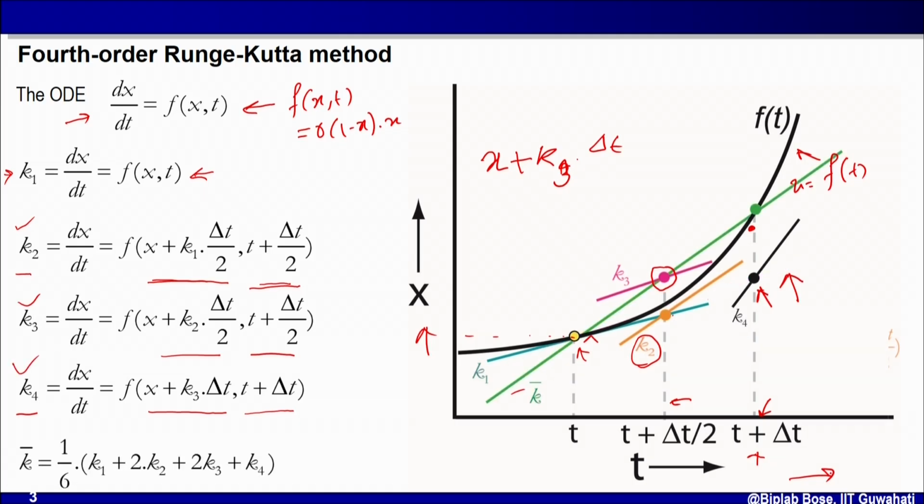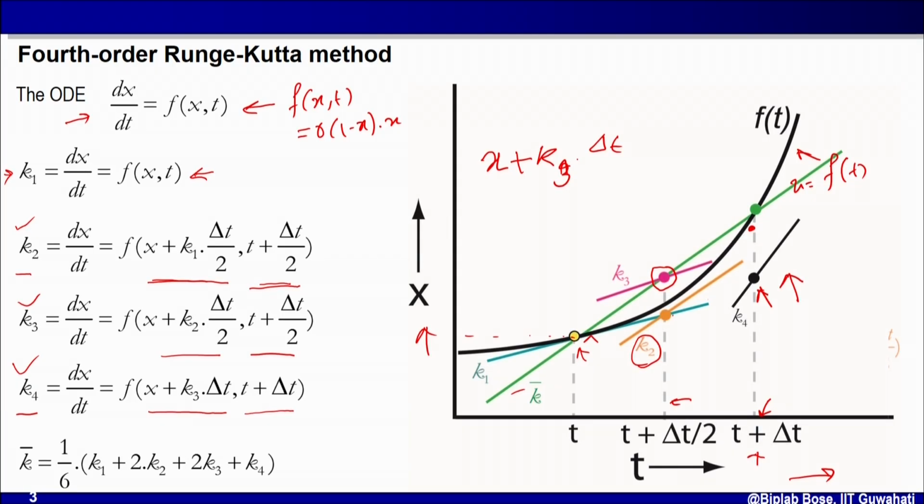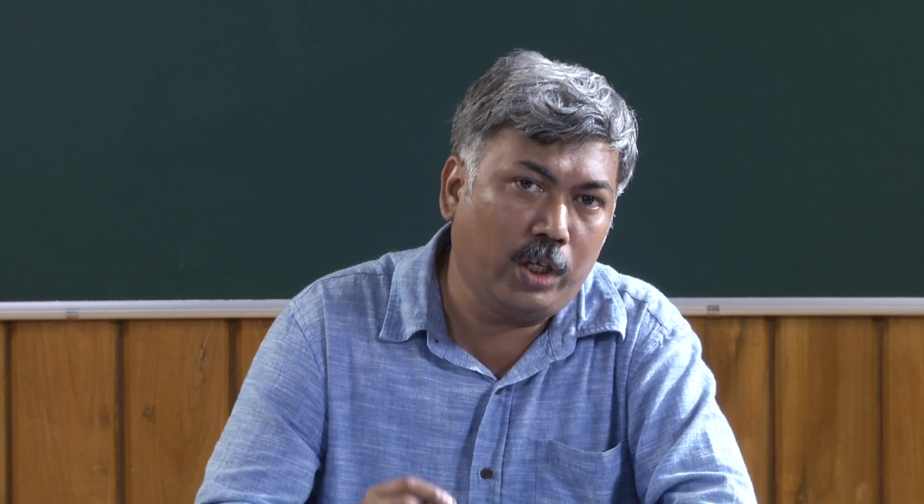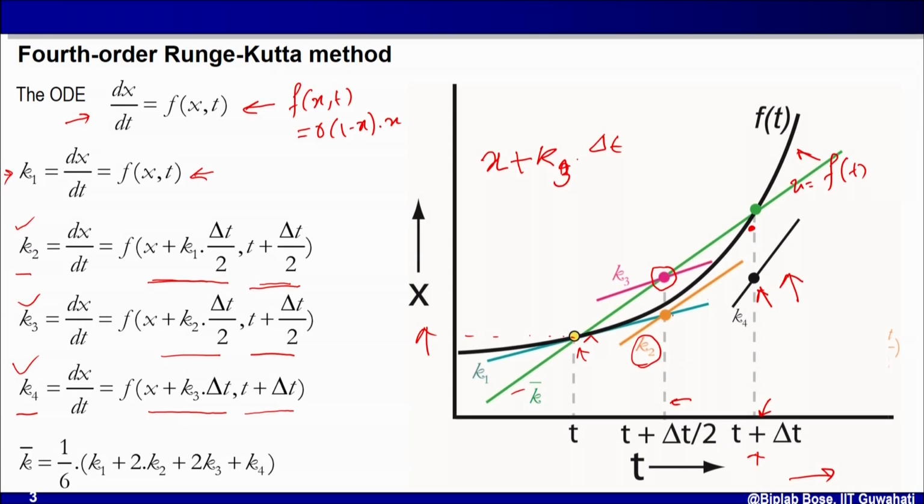So what I do, I take an average of these four slopes, k1, k2, k3 and k4, and I take a weighted average. That means I give different weights to each of these slopes. For k1 and k4 we give equal weightage, but for k2 and k3 I give twice the weightage. So I get the mean value of k as k1 plus 2k2 plus 2k3 plus k4 divided by 6, because remember 1 plus 2 plus 2 plus 1 is equal to 6.